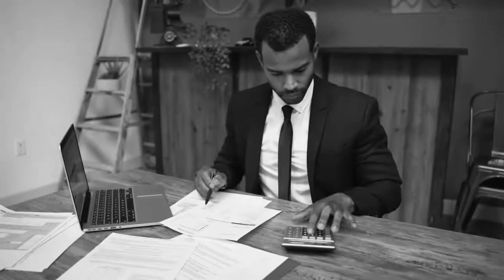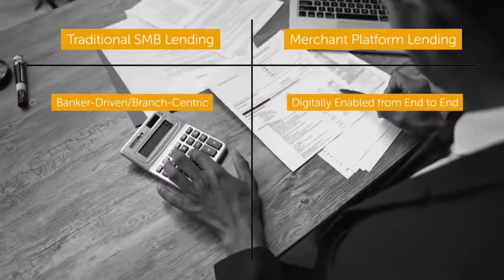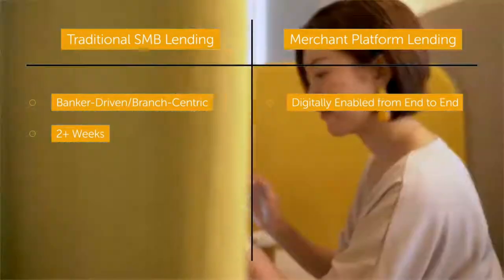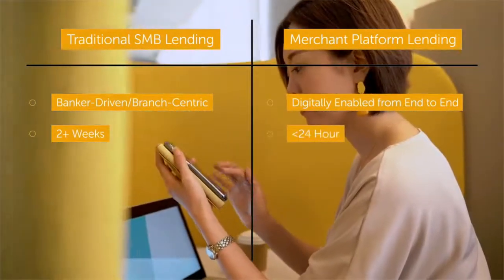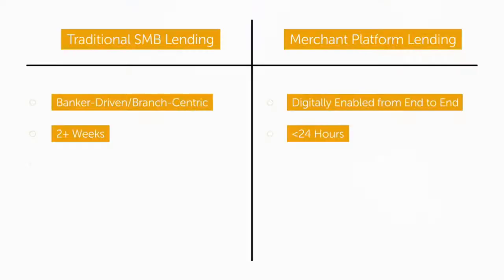Second, because traditional SMB lending is so manual, it tends to be slow, often taking 2 weeks or more for a decision. In merchant platform lending, this takes less than 24 hours. Third, traditional SMB lending is risky because it relies on backward-looking credit criteria and because the financial institution is often last in line to get repaid. Merchant platform lending is low risk because credit decisions are based on how a business is doing right now and because loan repayments happen electronically every day.